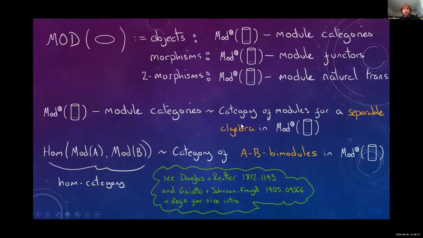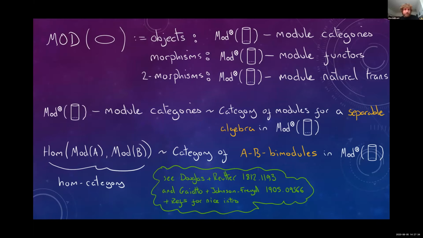Now, given a pair of module categories defined like this, in a 2-category we don't just have a set of morphisms between two objects, but instead we have a category of morphisms. In this setting we call this the Hom category. What's also nice to show is that the Hom category for mod A and mod B, where these are separable algebras in here, is given by the category of A-B bimodules in this multifusion category. Looking at these references, you can make these ideas precise.